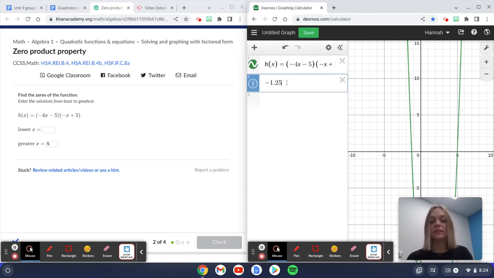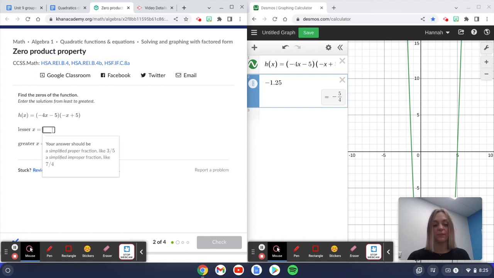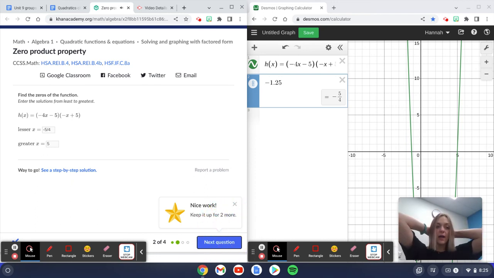Now remember, if you need to convert a decimal to a fraction, you can just click this little button here and it gives you that as a fraction. So I'm going to go ahead and type that, and it says your answer should be a simplified proper fraction, so -4/5, or sorry, -5/4, and then move on. So all you're doing is putting this in Desmos, finding what your two zeros are, putting your smaller x here, and then putting the bigger x where it says greater x.